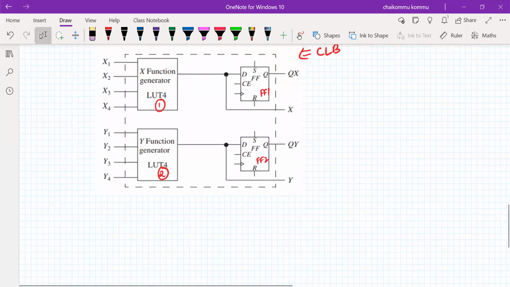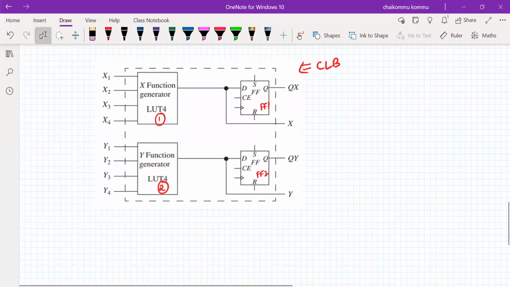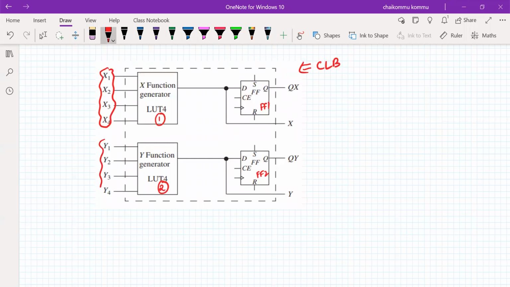What does LUT4 stand for? It is a 4-input lookup table. Here also we have to consider a 4-input lookup table. So what do you mean by a 4-input lookup table? What is the size of the data that we can identify? What is the size of the RAM that we can consider? Anybody can guess? Anybody from the class?